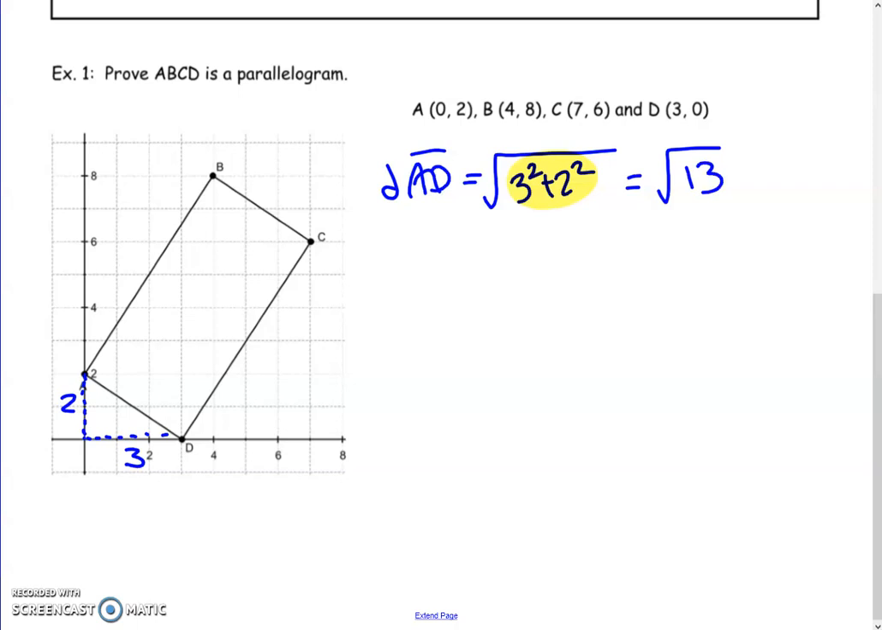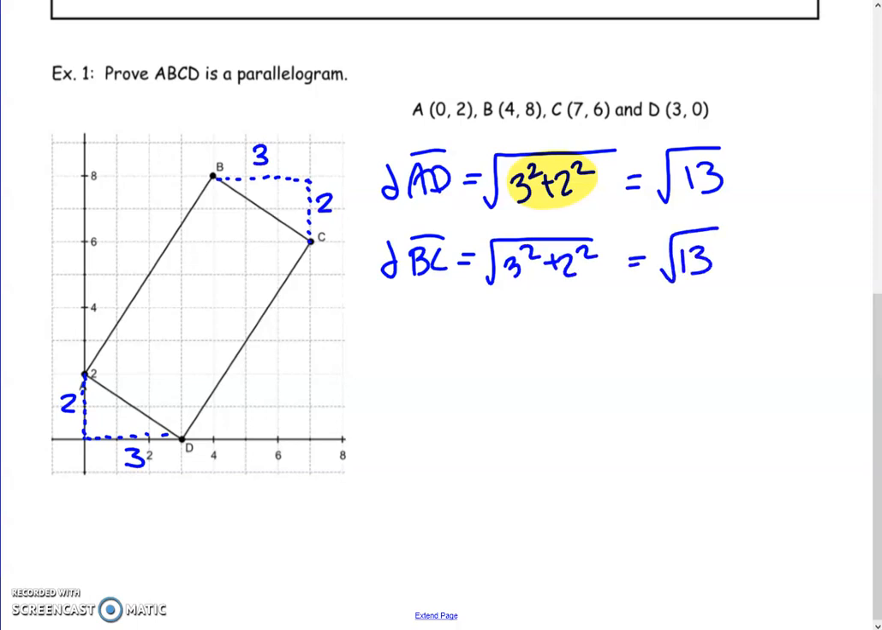Now I find it helpful if we follow a certain pattern here. Since it asks to prove it's a parallelogram, I know the opposite sides have to be equal. So if I find AD first, I would find BC next because that's the opposite side. And again, what you're going to notice here when you count your delta x and your delta y is that the numbers are going to be the same. Since those two distances are the same, I can make a little conclusion here and say that AD equals BC. So I know those two sides will be the same. And now I'll just repeat this process for the last two sides.